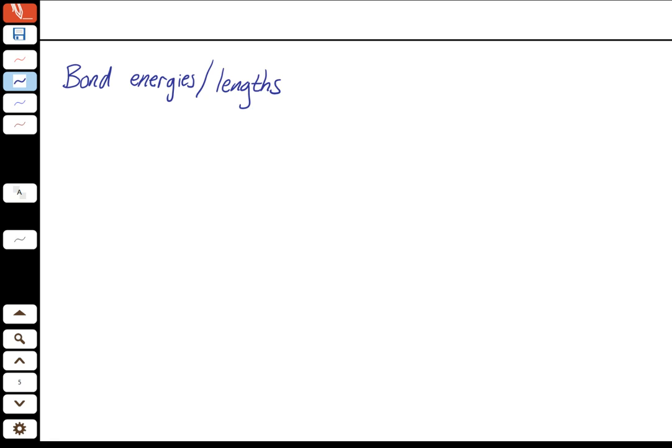Throughout today, I've been saying things like, we know this because of measurements. The way that we're often looking at that is by measuring the energy of a bond, by either breaking it and measuring the amount of energy it takes to break it, or forming it and measuring the amount of energy it gives off to form it.